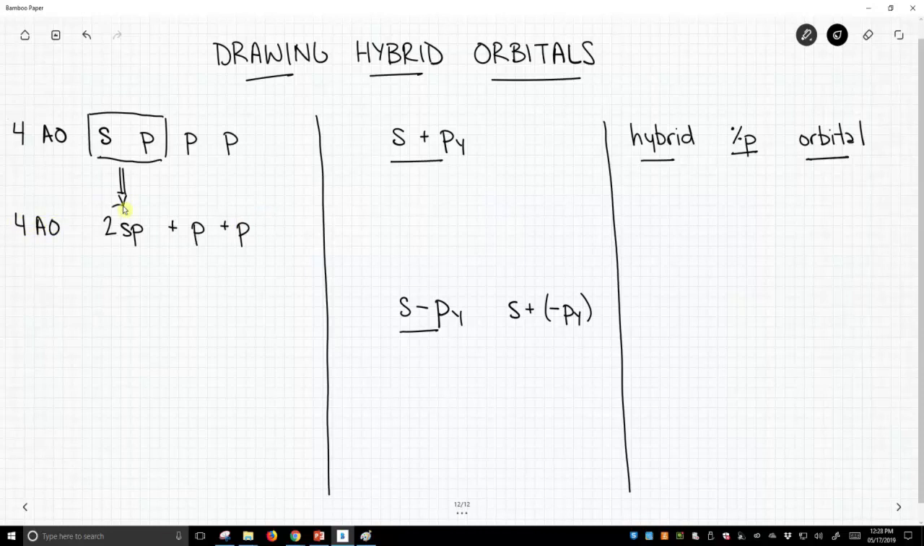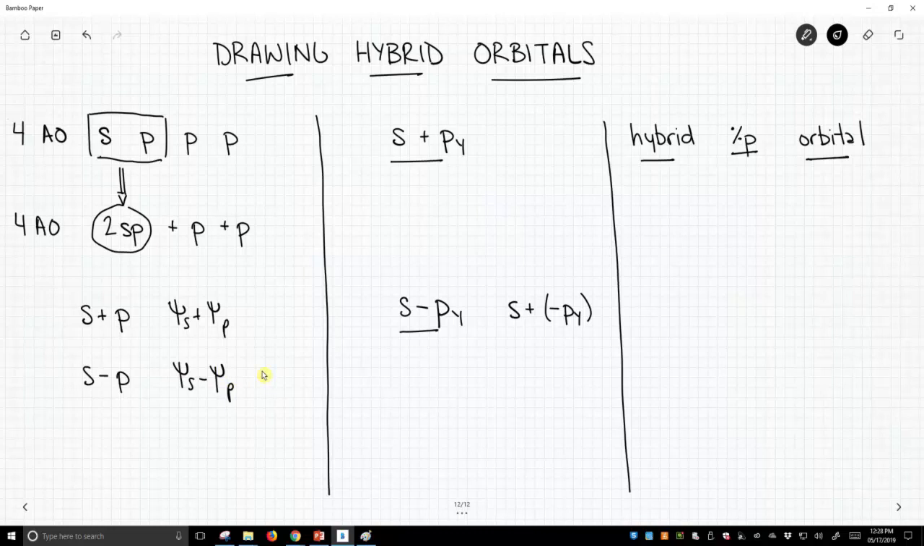Now, when we mix these atomic orbitals, we are mathematically doing operations on the wave functions of our s and p orbitals. That's psi s and psi p. And there are 2 ways we can do this. We can say it's s plus p or s minus p. And more specifically, psi s plus psi p or psi s minus psi p. And so this is how we create our 2 hybrid atomic orbitals.